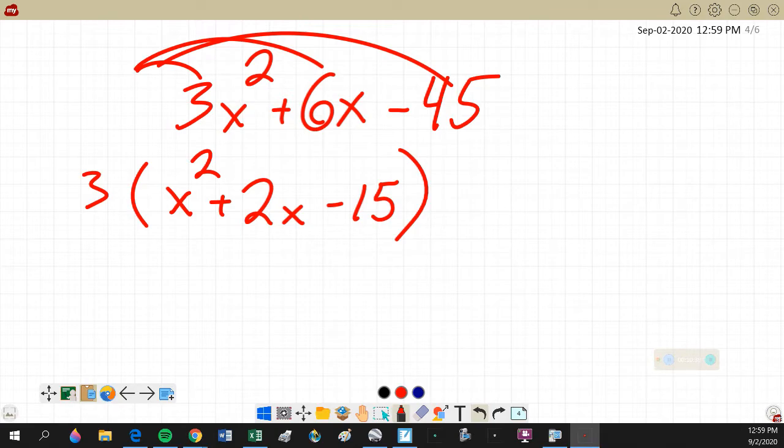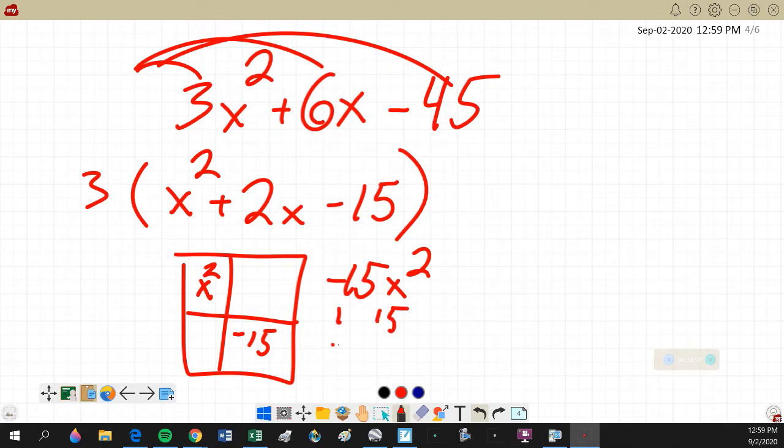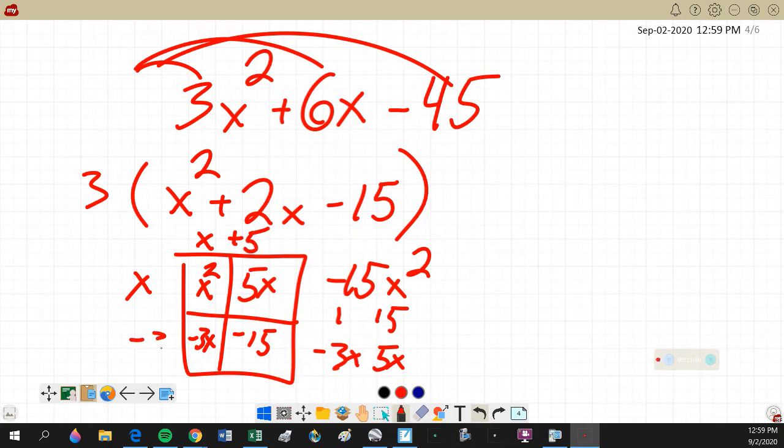So now I draw the box. X squared and negative 15x squared. My options are 1 and 15 or 3 and 5. And 3 and 5 will work if the 3 is negative. Katie, you get that? So 5x and negative 3x. So I pull out an x and I get x plus 5 and then minus 3. So my factors are, oops, let me write it over here. 3 times x plus 5 times x minus 3.